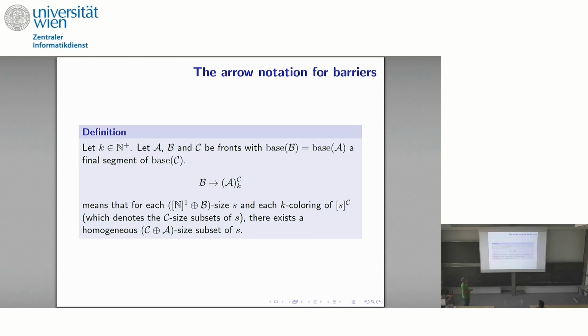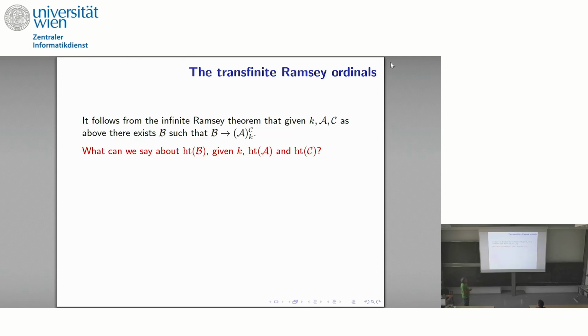So this is my notation. And the infinite Ramsey theorem tells me again, or maybe here I should say again Galvin-Prikry perhaps, well, some infinitary form of Ramsey theorem to be on the safe side, that given K, A, and C as above, I can again find a B exactly as before. I can find a barrier which satisfies the arrow notation.